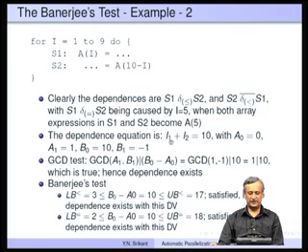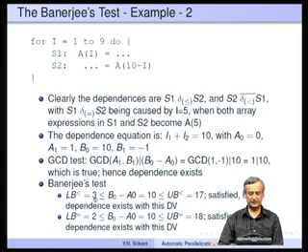The dependence equation is again I1 plus I2 equal to 10, no problem with this, and the GCD test said there is dependence. So, let us see what the Banerjee's test says. I did not write down LB and UB for star and greater than, because we know it is not useful. Star will always be true if there is a dependence, and greater than will always be false for single loops.